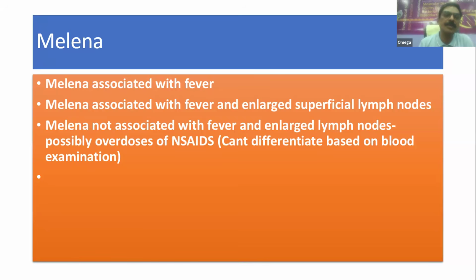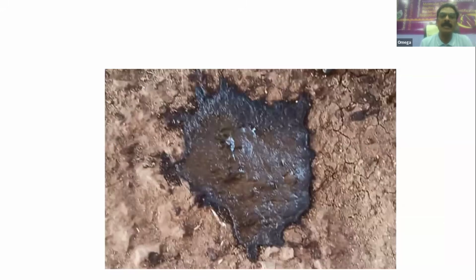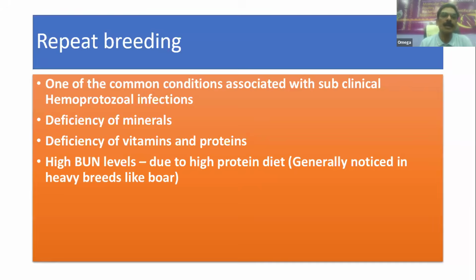So these are the things we should keep in mind. Like this, melena will be there. Repeat breeding. Now this is a very common problem in many of the farms. One of the common conditions associated with the subclinical hemoprotozoal infection is repeat breeding. Then deficiency anemia, deficiency of minerals could be possible, that may lead to repeat breeding. Deficiency of vitamins and proteins may also lead to repeat breeding.